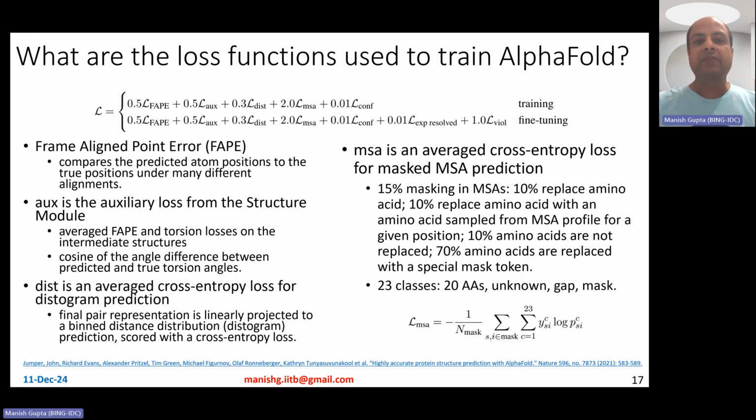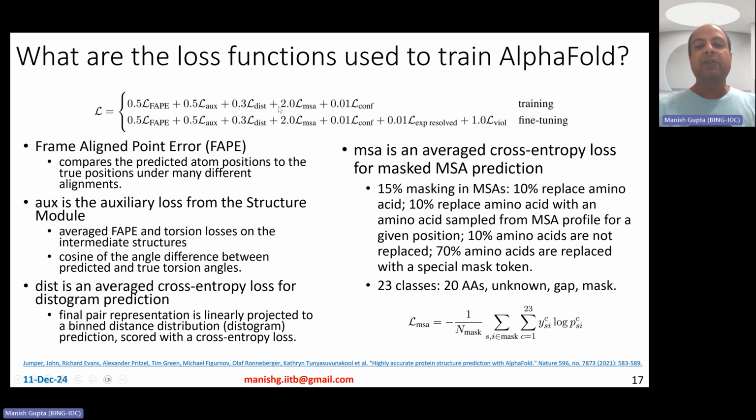Okay. So now that we know this entire structure of the AlphaFold network, how is it trained? That's the other important part. It is trained in two stages. The first stage is called pre-training. The other is called fine-tuning. Of course, pre-training does not make use of any 3D structure. Fine-tuning makes use of 3D structure. Okay. Both of them make use of 3D structure, but in different forms. Fine-tuning actually has more losses, essentially this experimentally resolved loss and violation loss, while pre-training has just these 5 losses.